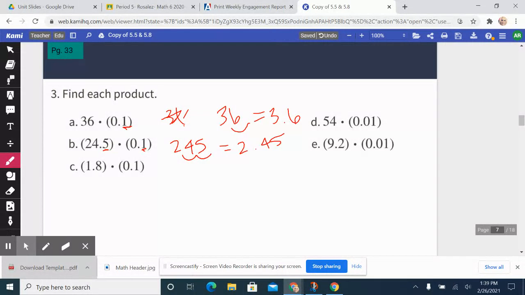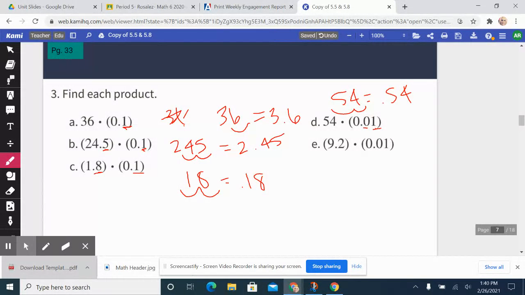Same thing here. 18 times 1, well, that's 18. And your decimal places are 1, 2. So you'll move it over 1, 2. And you should get 0.18. Same over here on D. 54 times 1 is 54. I'm going to write it up here. Well, your decimal places are 1, 2. So move it over 1, 2. And you should get 0.54.